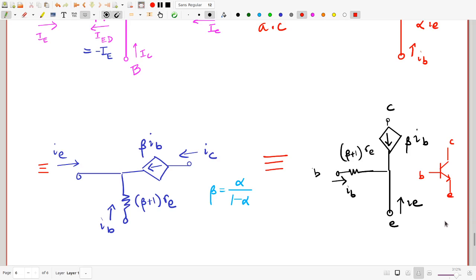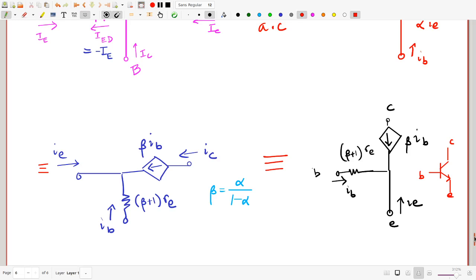Now, it's easy to calculate the HFE, HIE, HOE and HRE values for this circuit just by using the standard method that we had discussed earlier. That is, find out the input impedance, output impedance, etc. in the proper manner. And you should do it. This is a nice exercise to carry out.